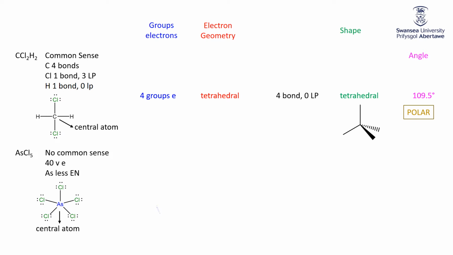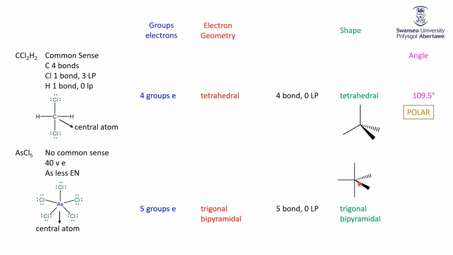Arsenic, obviously the central atom, has 5 groups of electrons, and 5 groups are trigonal bipyramidal. In this case, we see all 5 are bonds, no lone pairs, and so the shape is again trigonal bipyramidal, which looks like this. And I'll just remind you what a trigonal bipyramid is.